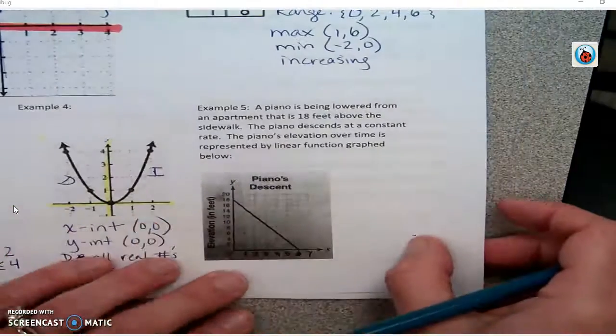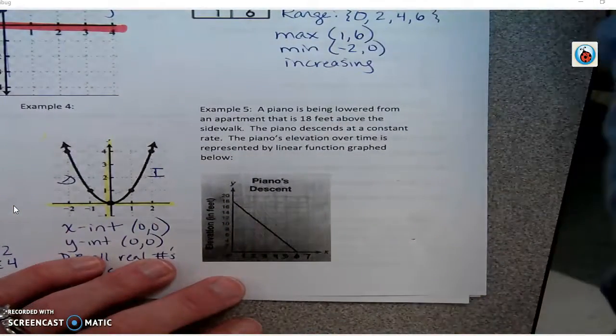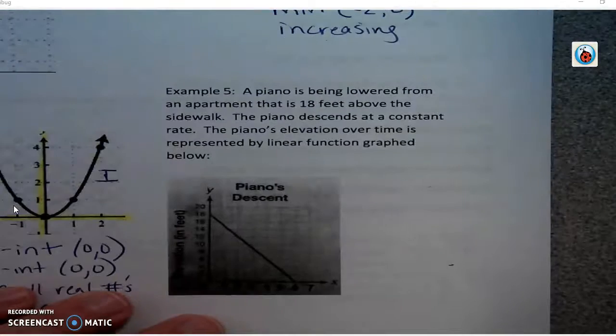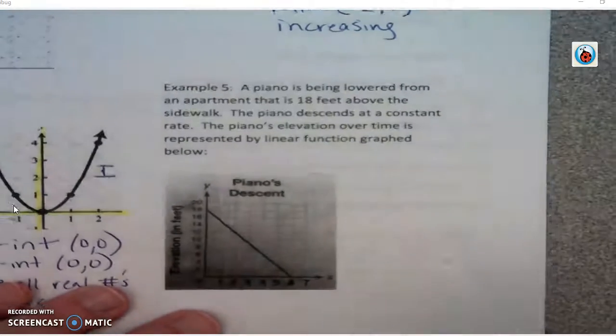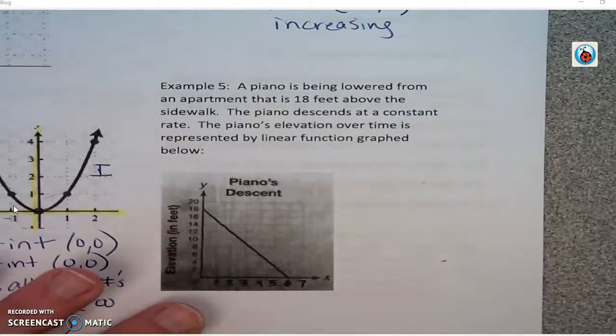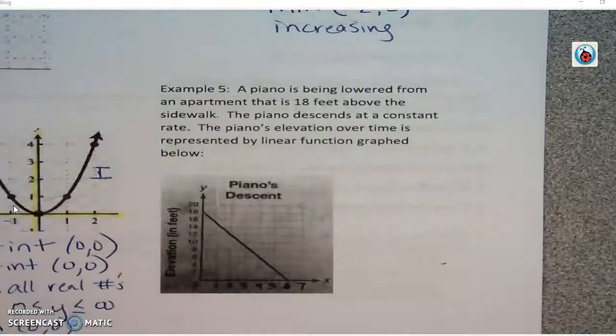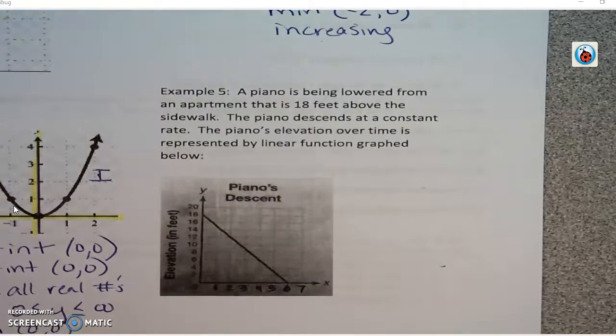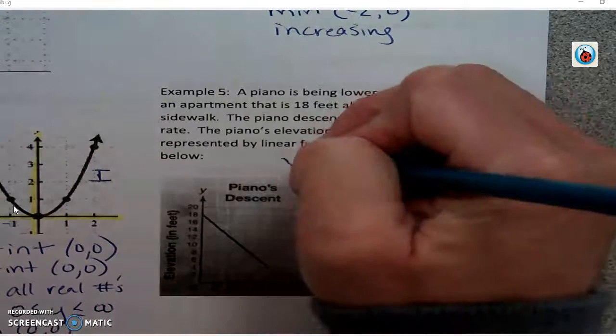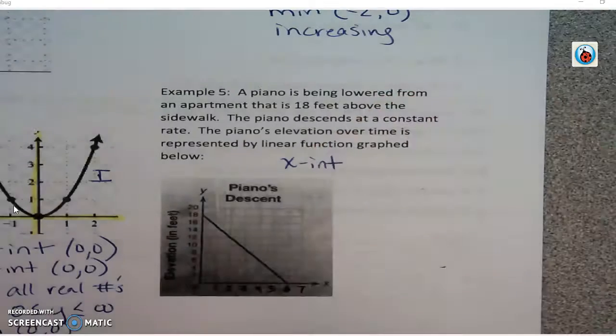Example 5: a piano is being lowered from an apartment that is 18 feet above the sidewalk. The piano descends at a constant rate. The piano's elevation over time is represented by a linear function graphed below. All right, so once again, we'll start with the x-intercept.